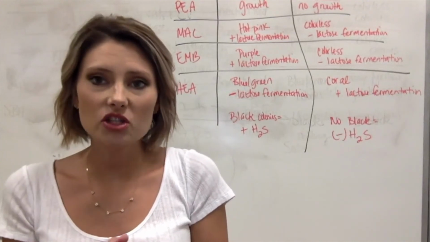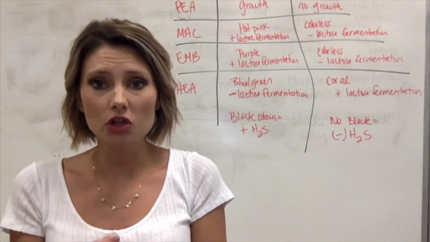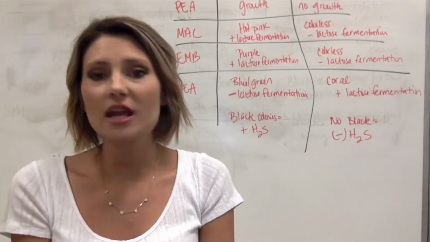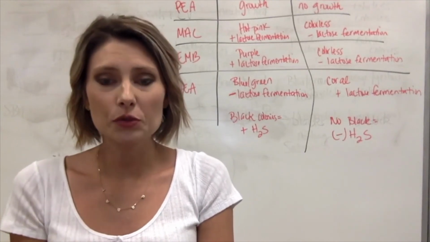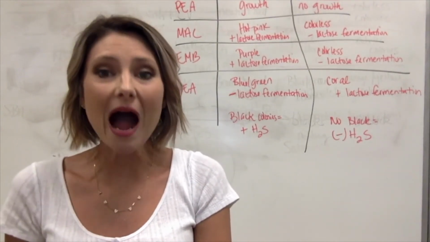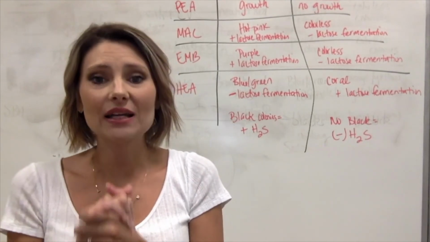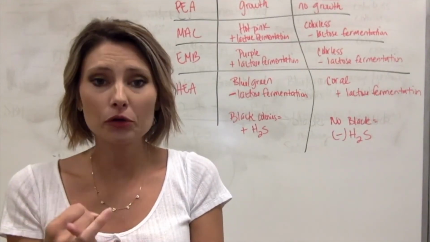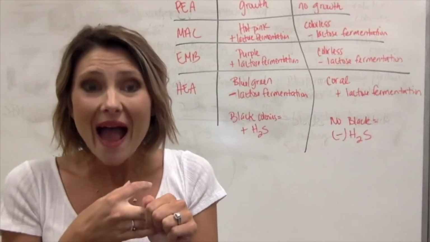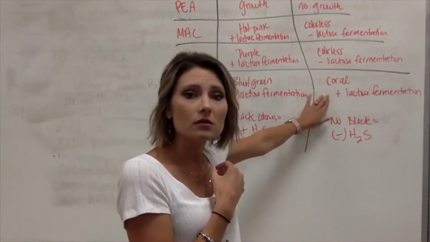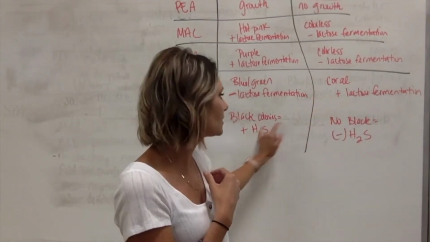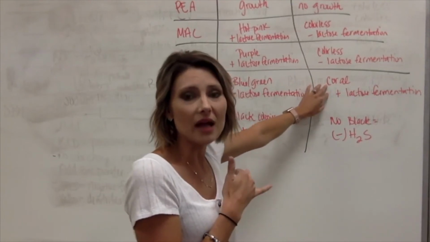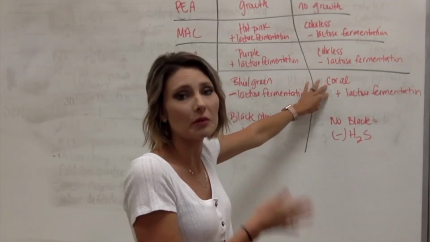The second part of the HEA results is looking for hydrogen sulfide production. Remember I told you some bacteria can take the sodium thiosulfate that's in the media and produce H2S. H2S, when it's produced, reacts with iron in the media and produces iron sulfide, and that produces black colonies. So you can have a blue-green plate with black colonies, a blue-green plate with no black colonies, but you can also have a negative result with black colonies. I know this is the positive and negative for the H2S, but you can also have a coral plate with black colonies. That just means that bacteria is a gram-negative lactose fermenter that produces H2S.